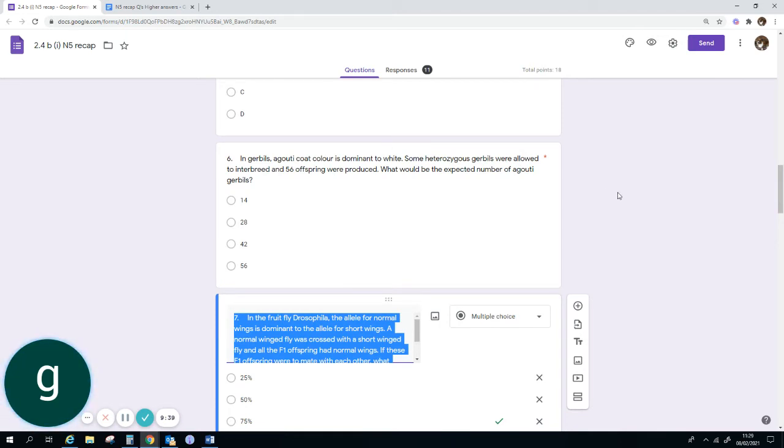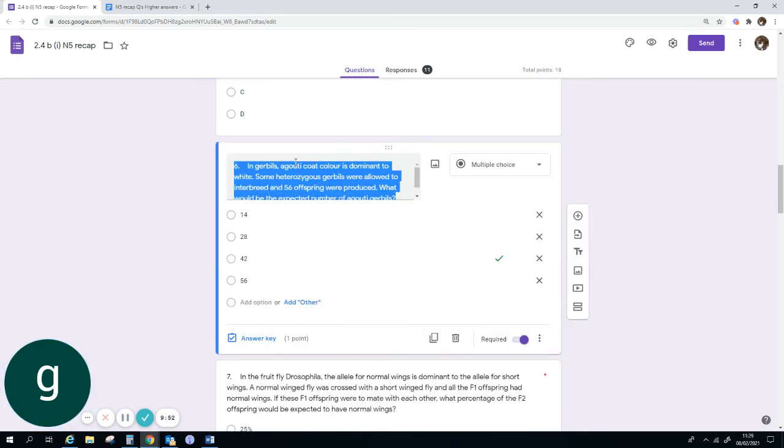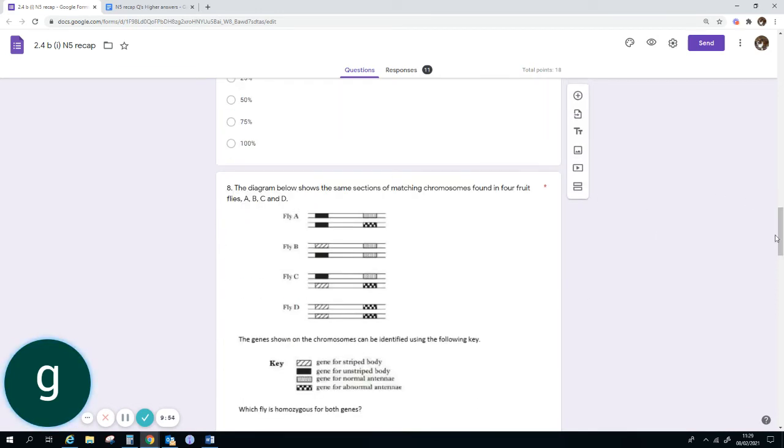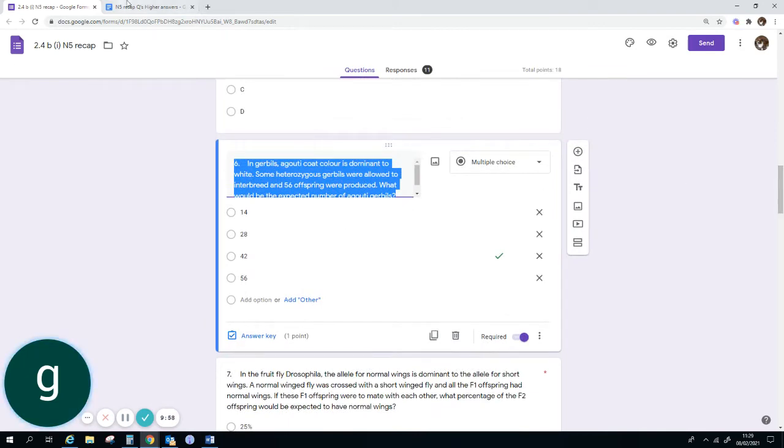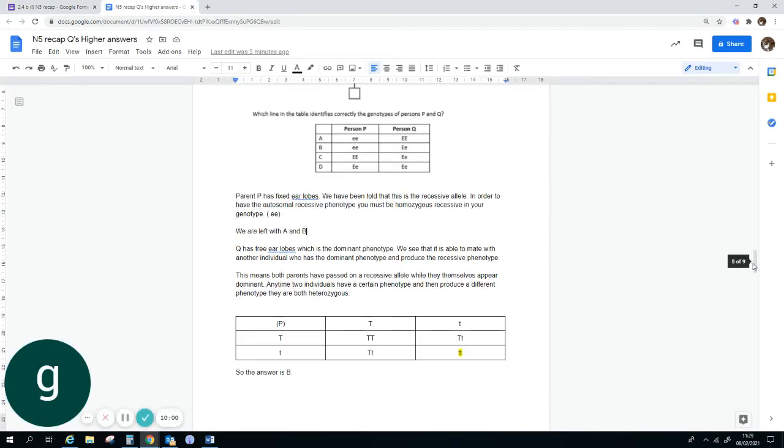So you've got two heterozygotes that you're crossing. So if we remember our numbers, 1 in 4 times you'll get the homozygote, 2 in 4 times you'll get the heterozygote, and only 1 in 4 times will you get an offspring that is not going to have the agouti phenotype because it is a homozygote. So the answer is 42 because of what I've just said.